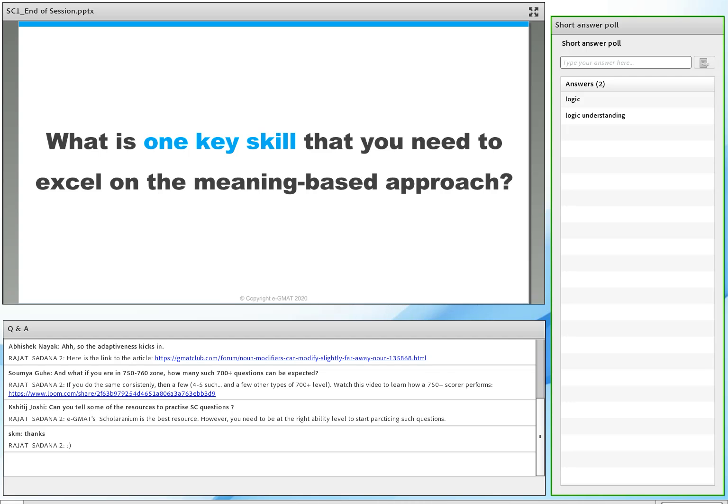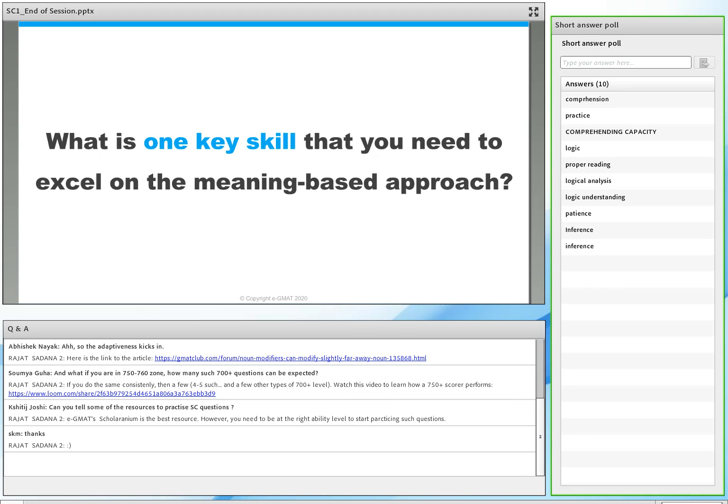Logic understanding, okay. Inference, good. I am looking at this. Practice, comprehending capacity, all good skills, all relevant answers. Proper reading, really good answer. Patience. It's good to see such stuff over here, and your answers are on the spot.